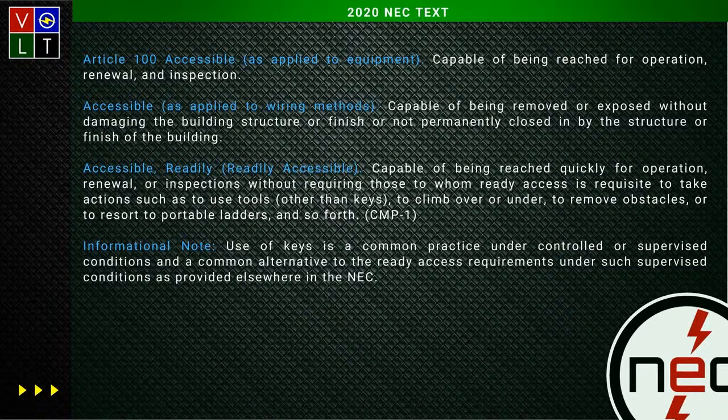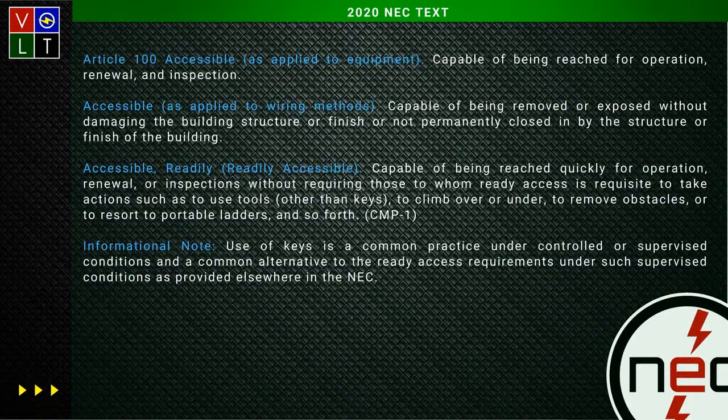And then when you're looking at the wiring method portion, it says capable of being removed or exposed without damaging the building structure or finish, or not permanently closed in by the structure or finish of the building. So all they're really saying is you need to be able to get to it quickly. Okay, you have to be able to have accessibility without having to move something. Now, the next one that gets to be really interesting is talking about readily accessible.